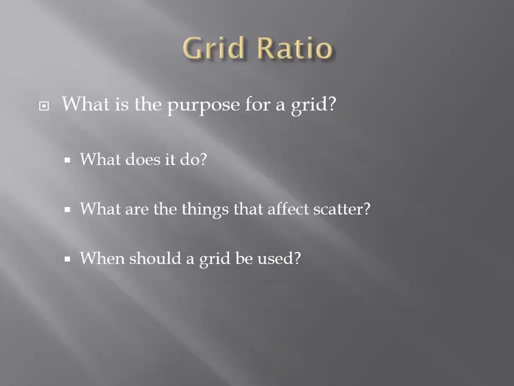So grids. The purpose of a grid is to clean up scatter radiation and improve contrast. It absorbs scatter radiation that's scattered at a wider angle, so it doesn't really affect the Thomson or the classical scattering. It's all about the Comptons. So the things that affect scatter radiation are any kind of interaction. Most likely what we're going to get off of interaction is scatter radiation, some penetration, some absorption, and a lot of scatter radiation. So the grids are designed to absorb scatter radiation.